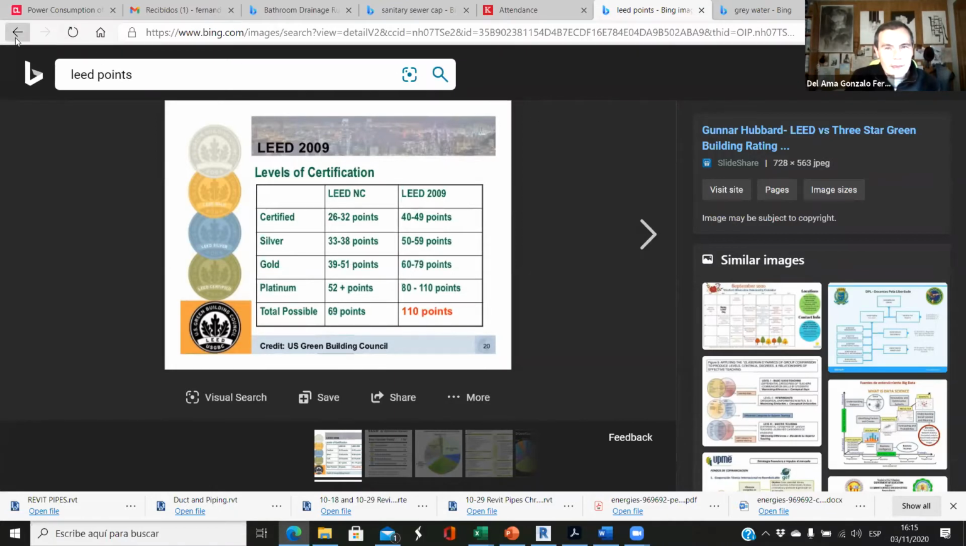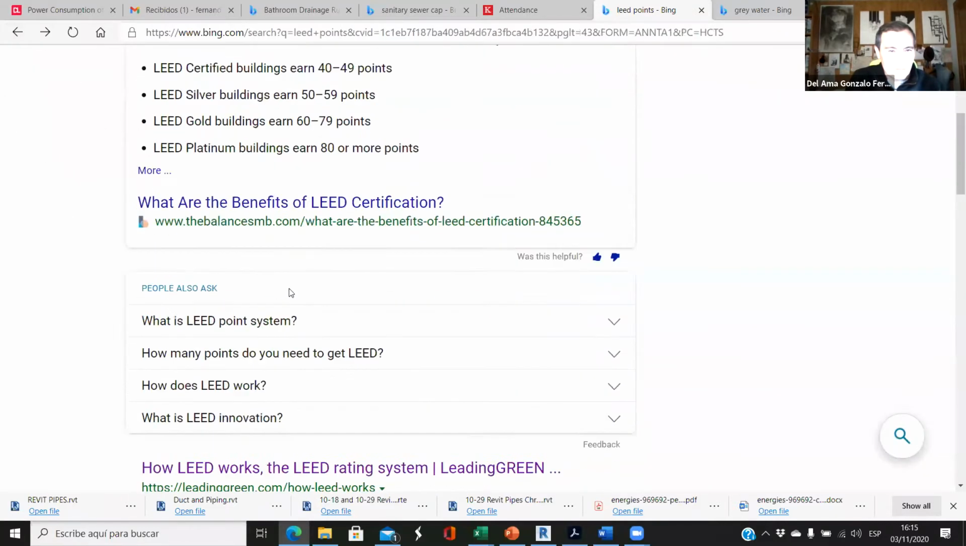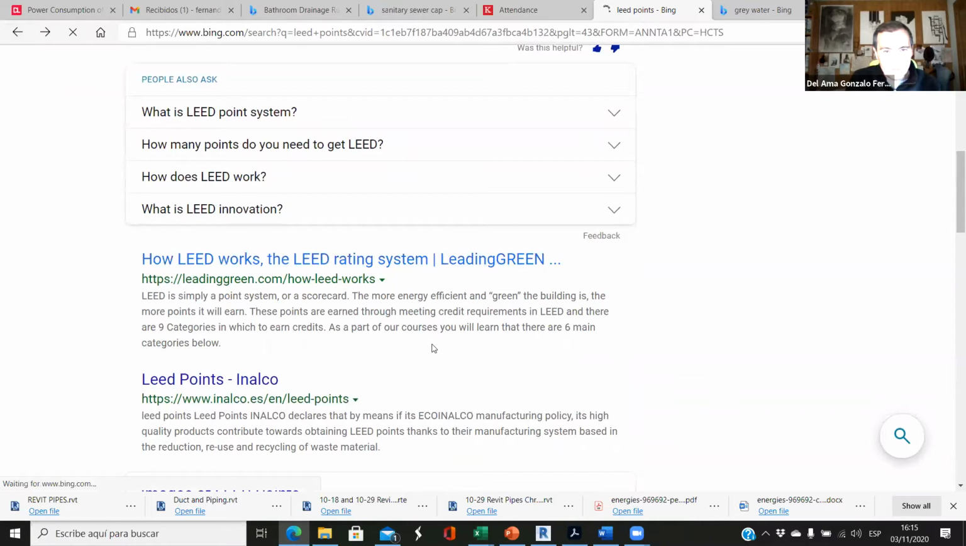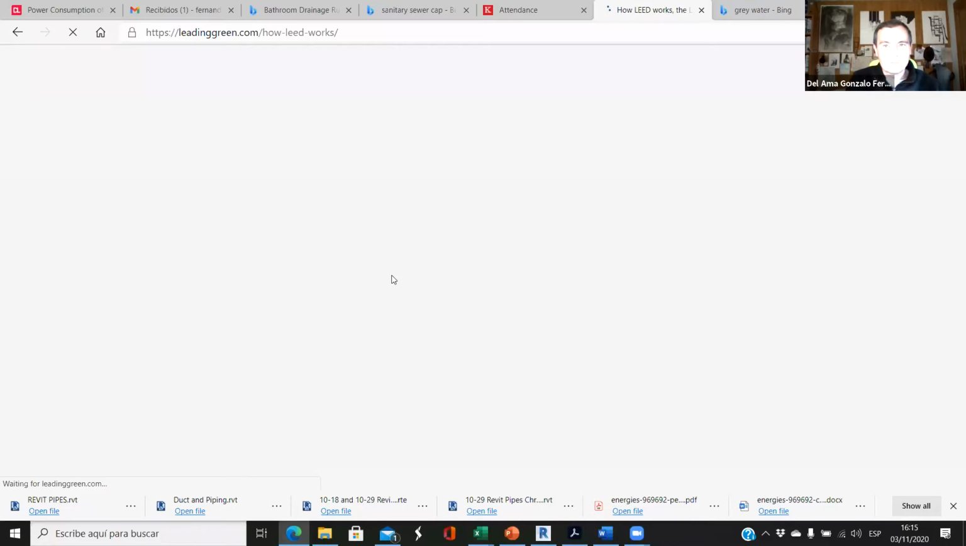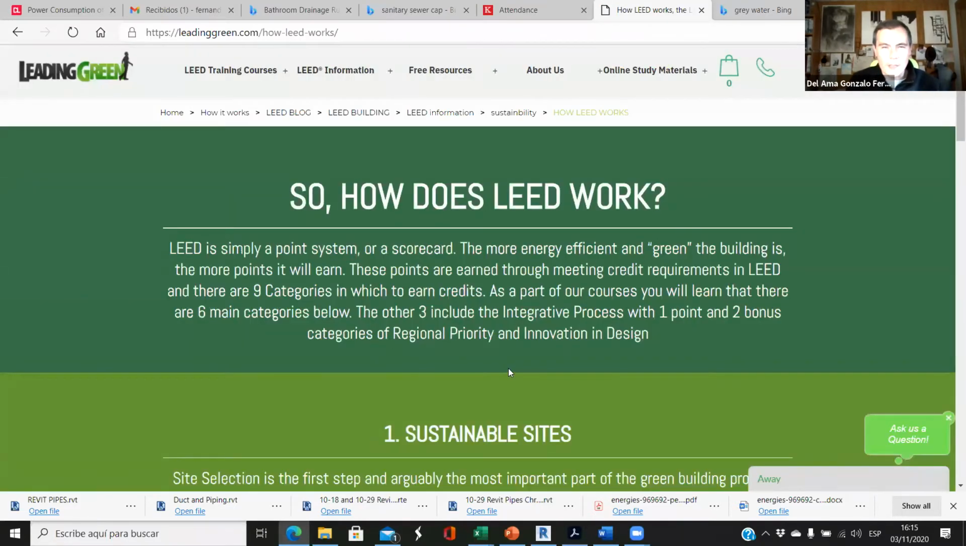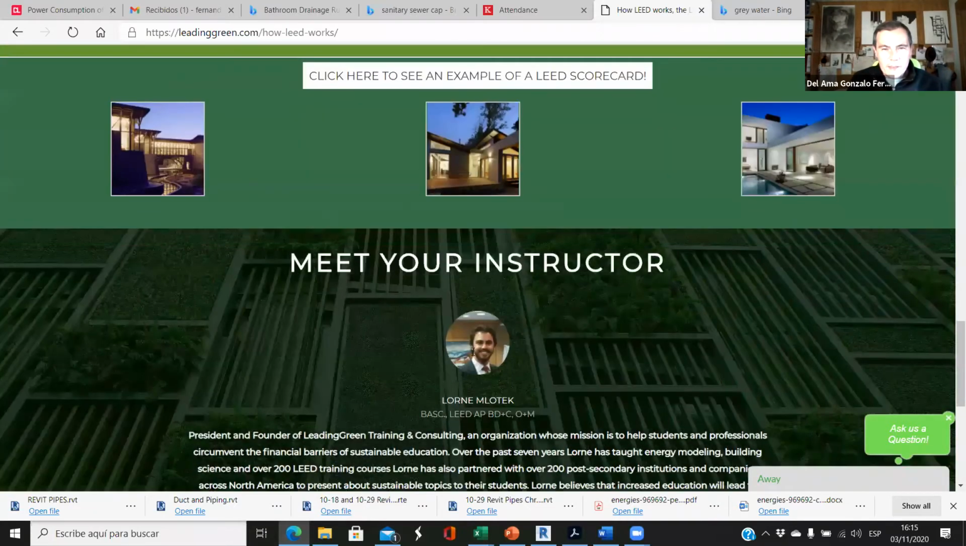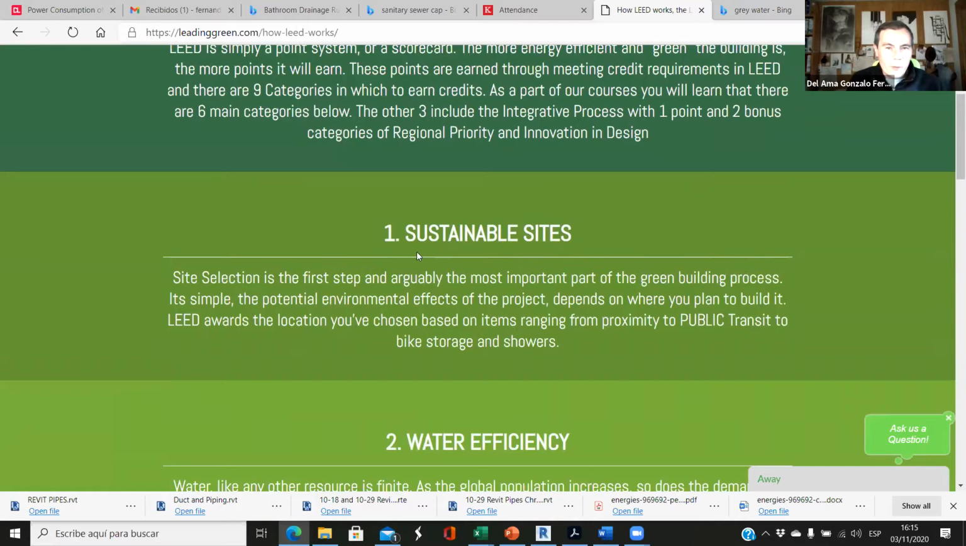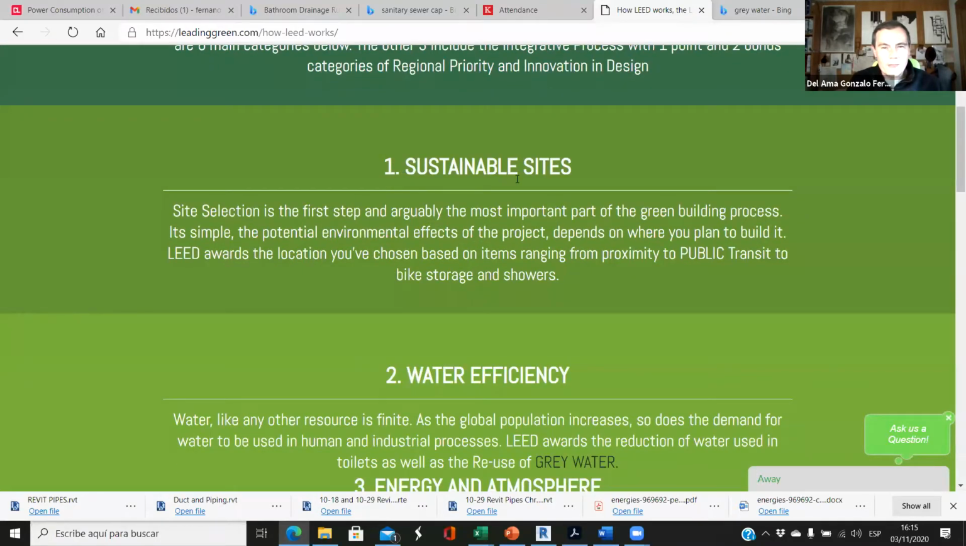Let's see how LEED works. There you go. So there are different categories. This is a summary, and we can earn points in different categories. The first category is the sustainable site. If we have to work in the middle of a city, there's nothing we can do. But there are points if we have public transportation nearby, or we have a bike storage. So we can do this.